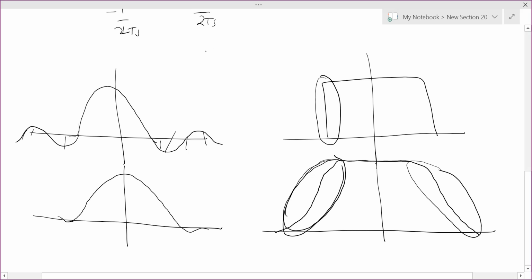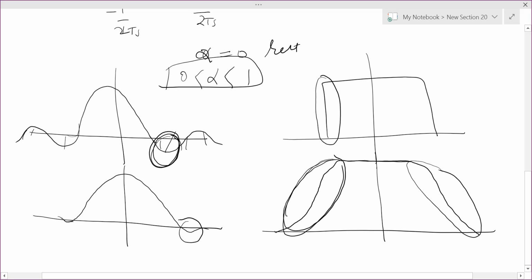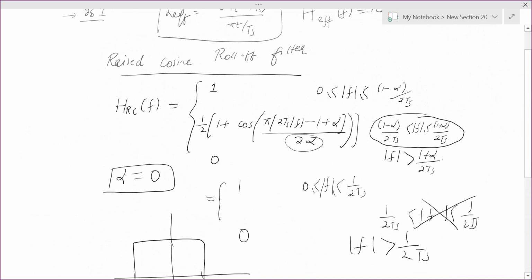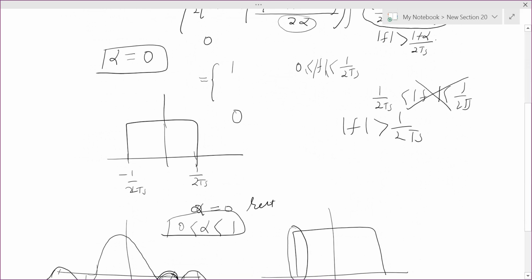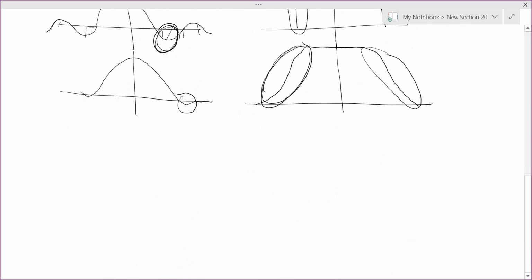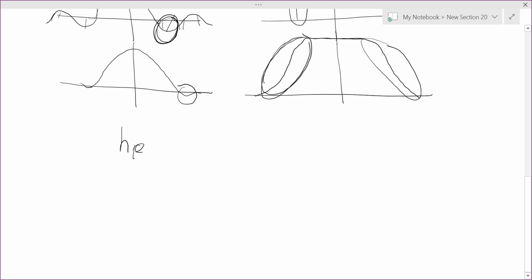So for alpha equal to 0, you get a rectangular function, and for alpha between 0 and 1, what you will observe is that as you increase alpha, the time domain response of this filter is such that these extra side lobes, which basically result in intersymbol interference, their amplitude decreases. This is the frequency domain response, and equivalently you can take the Fourier inverse and find the transfer function in the time domain also of the raised cosine filter.